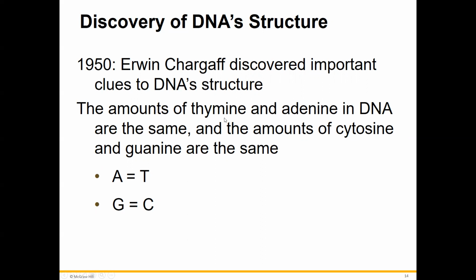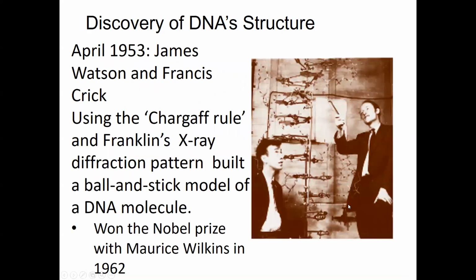And every time he analyzed the DNA, the amounts of thymine and adenine were always equal. And he had the same amounts of cytosine and guanine. So his conclusion was the adenine always equals thymine and guanine always equals cytosine in the amounts that existed.